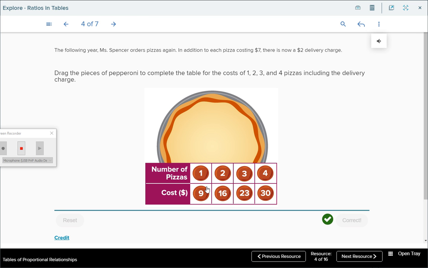You only have to pay the delivery fee one time. Does it matter how many pizzas come? No, right? Does that make sense? Okay. So how can I figure out how much 5 pizzas would cost? What would it be, Jacob? Multiply 7 by 5 plus 2. Okay, and 7 times 5 is 35, plus the $2 delivery fee would be how much? $37. Okay, so you could figure out how much 10 pizzas would cost?